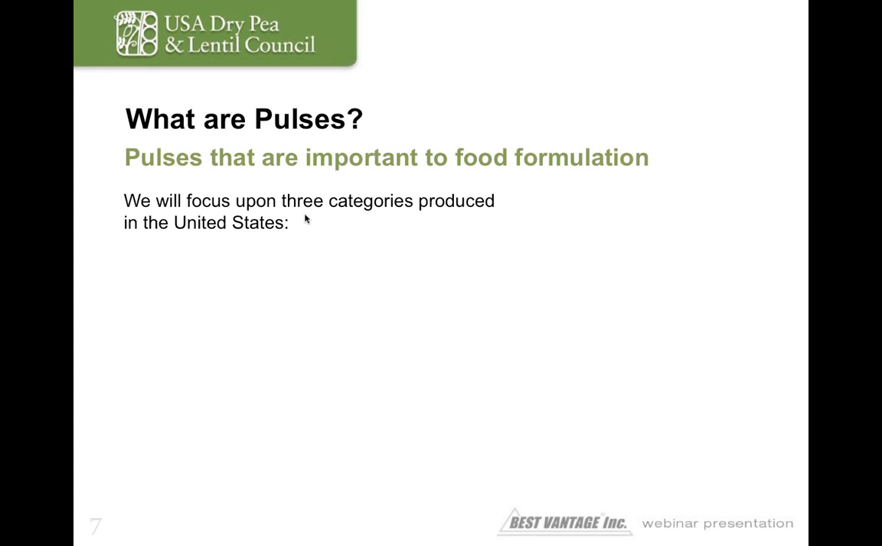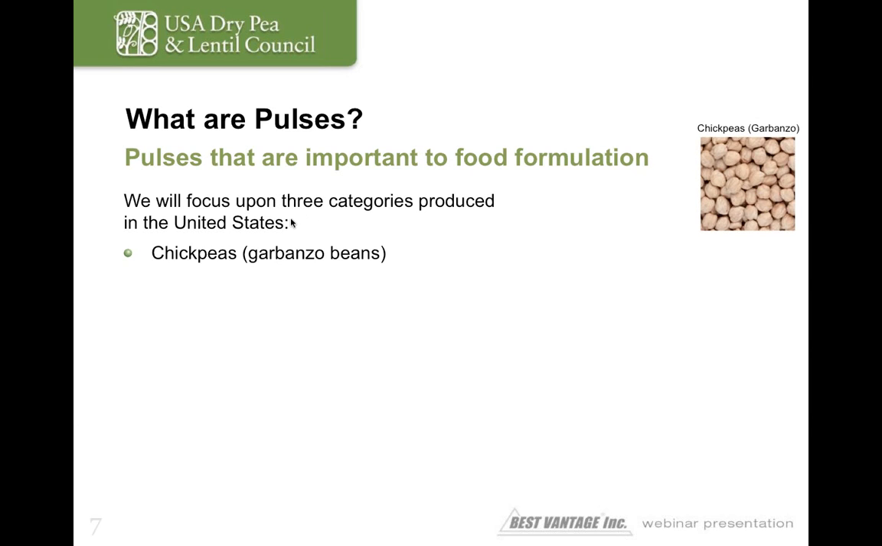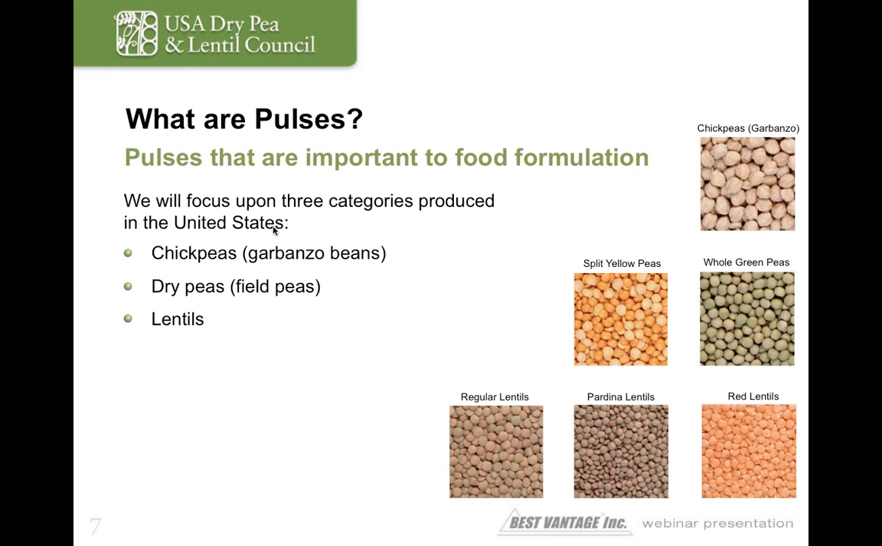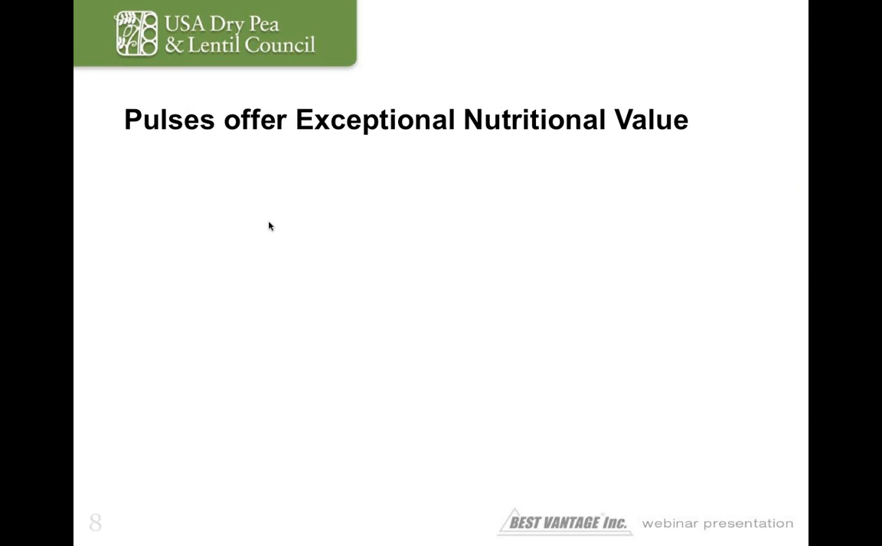Pulses that are important to food formulation, we will, for the purpose of this presentation, only focus on 3 categories. They are chickpeas, also known as garbanzo beans, as I mentioned, dry peas and field peas, which are primarily available in both yellow and green form. Lentils, the most common forms of lentils found in North America are red lentils, pardina lentils, and regular lentils, but there are many more.